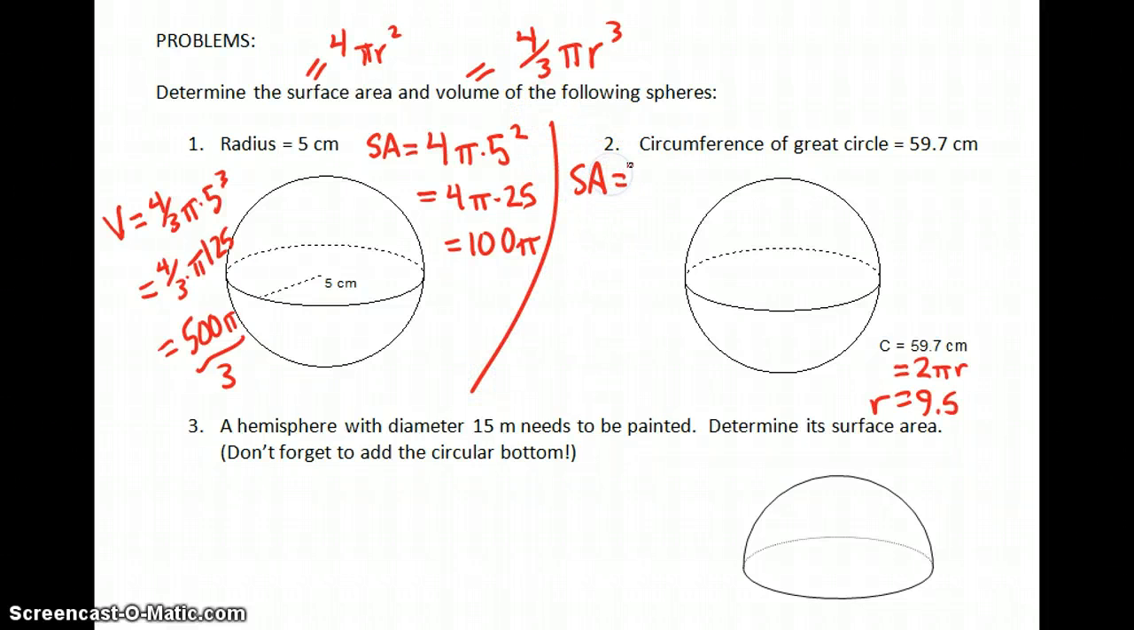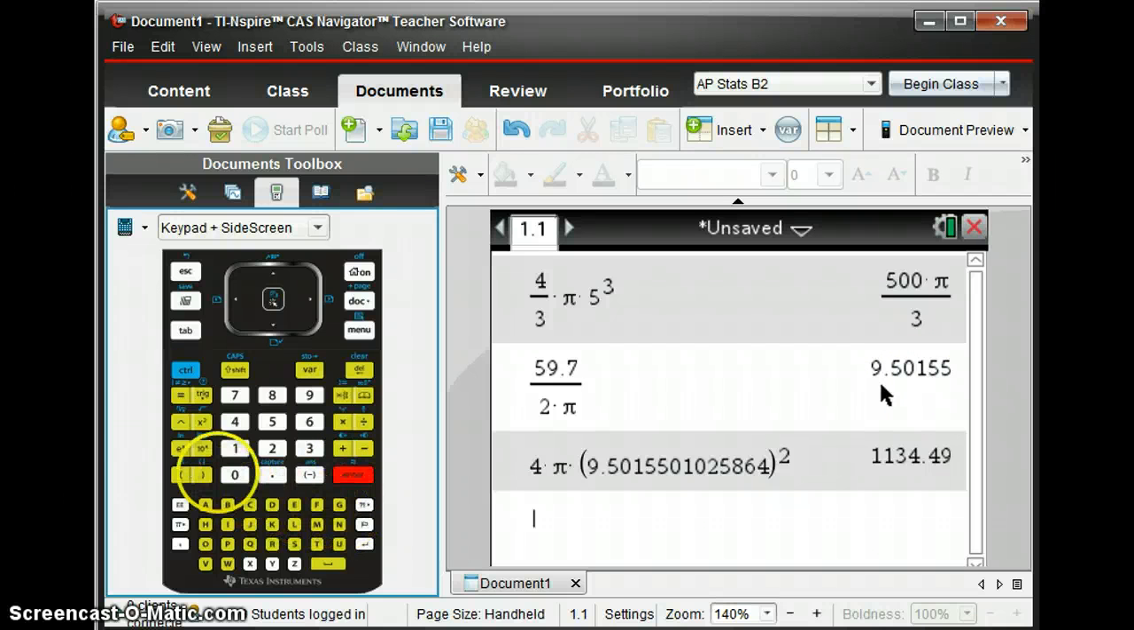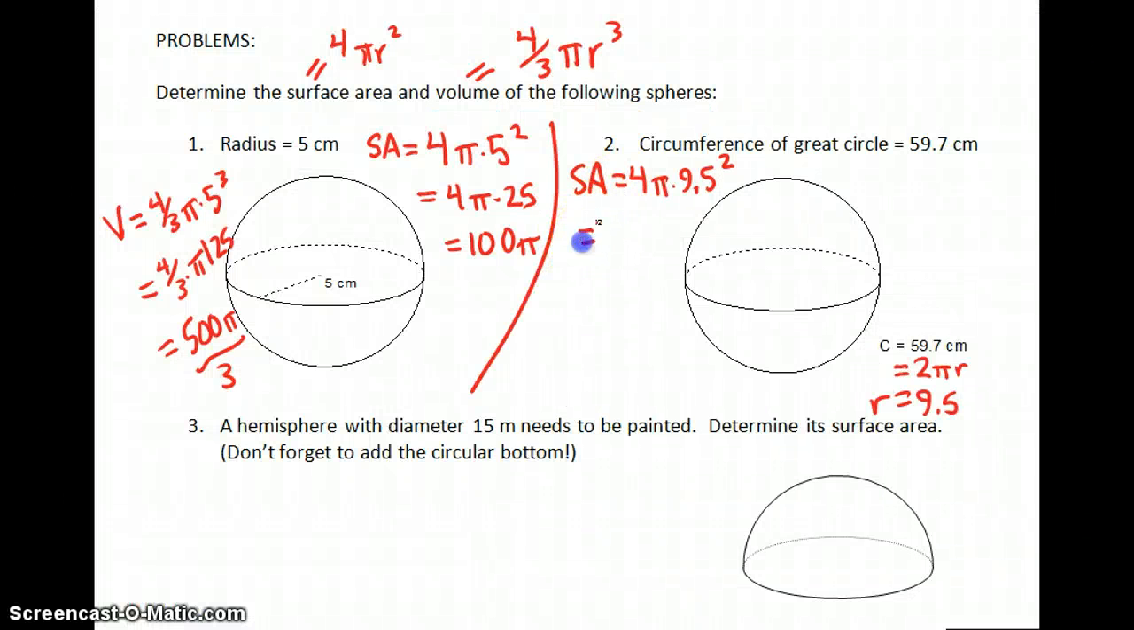Surface area is 4 pi times that radius squared. And when I go to put that in the calculator, I could call this 9.5. If I want to preserve accuracy, I might as well operate with that number. So I'll go control answer, and I can use that same number in there. So let's say it's not really 9.5, it's really 9.5 and a bunch more digits. Then my surface area is 1134.49. And again, that's rounded because I decimalized my pi in the process.